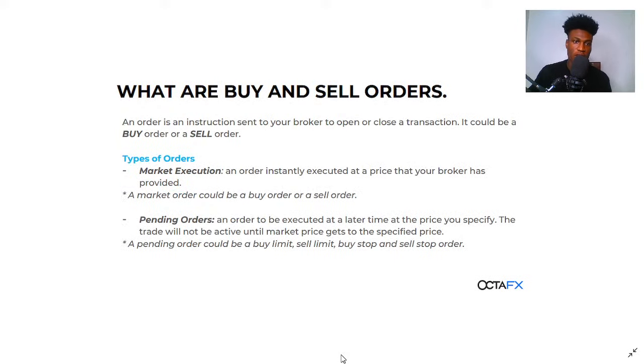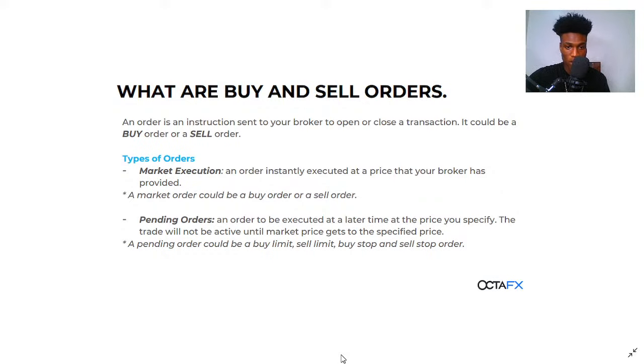All right, the first thing we'll be looking at today is what are buy and sell orders. An order is an instruction sent to your broker to open or close a transaction. It could be a buy order or a sell order. Now, we have two types of orders in the Forex market. The first one is the market execution, and the second one is pending orders.